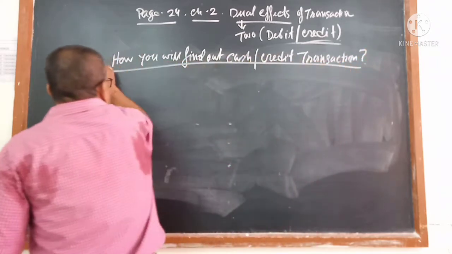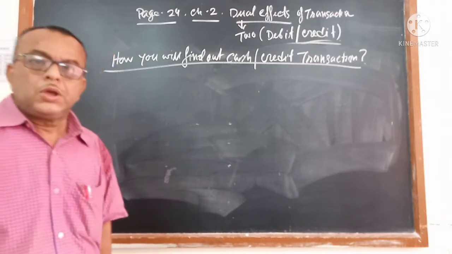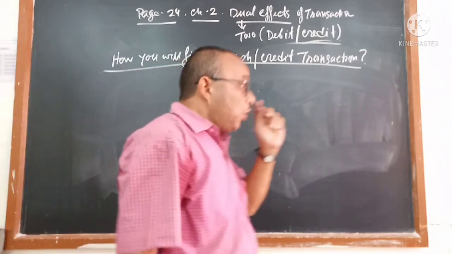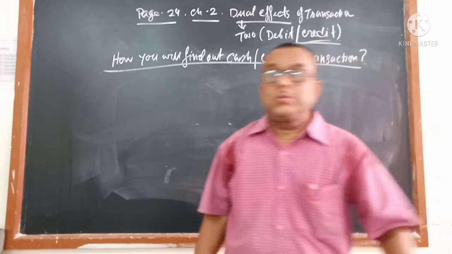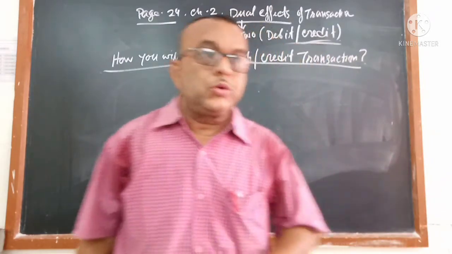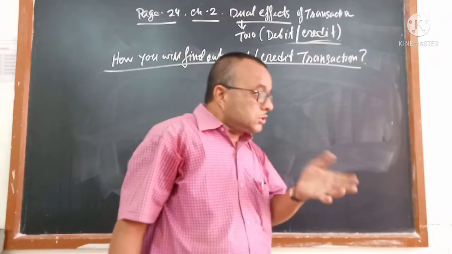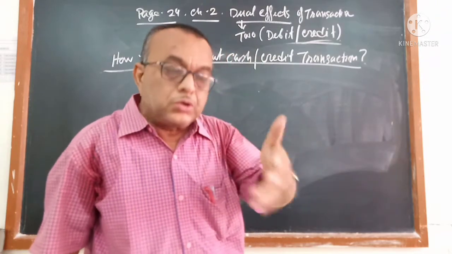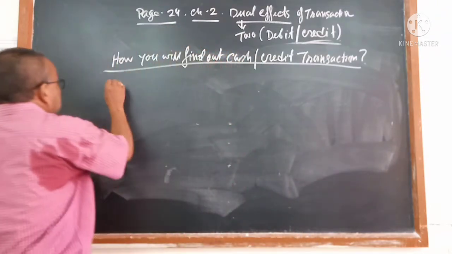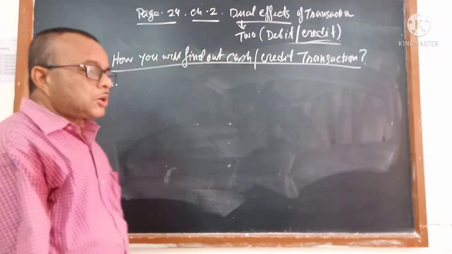Cash transaction or credit transaction, how will you find out? A few points I am writing on the board so that you can clearly understand. If you are able to understand whether it is a cash transaction or a credit transaction, then the next steps, as I already told you, you will find out. Number one. First of all, what will we do?